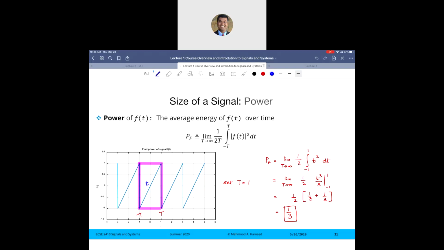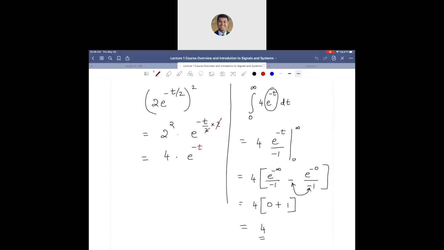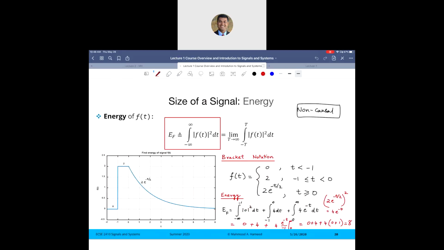All right, let's start talking about things that matter: the size of the signal. So we were talking about signal classification. We talked about how to find the energy of the signal. And we looked at one example in the previous lecture where we had 0, and then for some time the signal was 2, and then for some other time the signal was 2e^(-t/2). All we did was we expressed that in bracket notation.